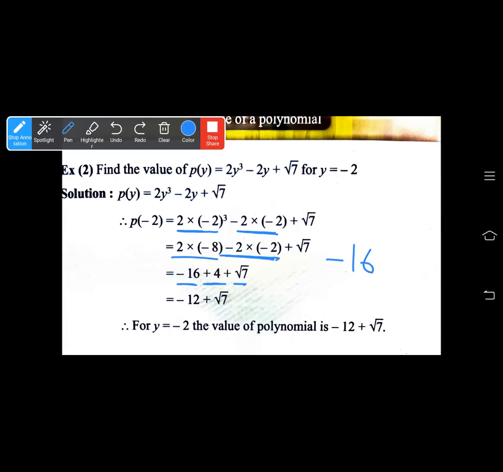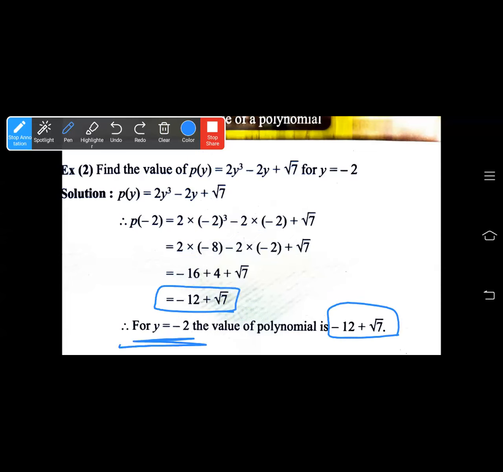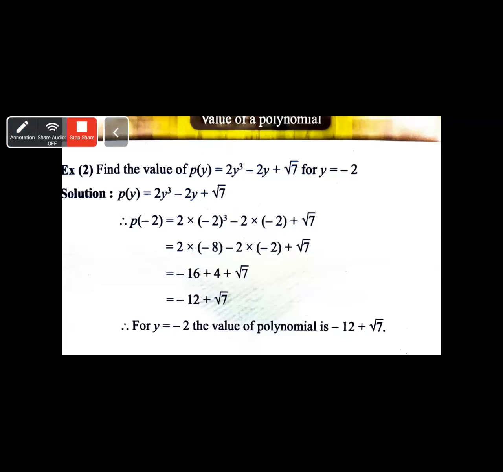Minus 16 plus 4 will become minus 12. And the value of the polynomial what we have got over here is minus 12 plus root 7. Fine. So for y equal to minus 2, value of the polynomial is minus 12 plus root 7.